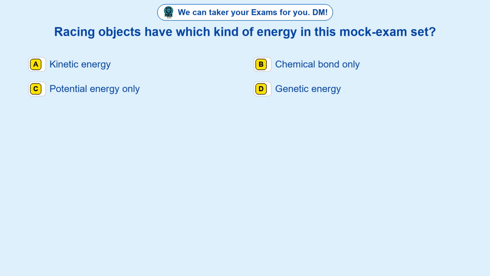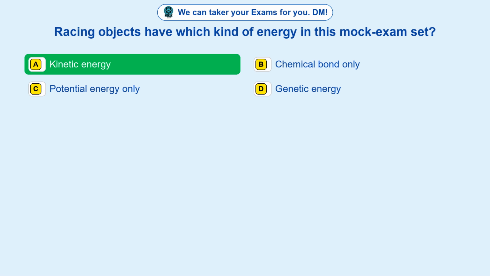Question 60. Racing objects have which kind of energy in this mock exam set? Option A, kinetic energy. Option B, chemical bond only. Option C, potential energy only. Option D, kinetic energy. The correct answer is option A, kinetic energy.